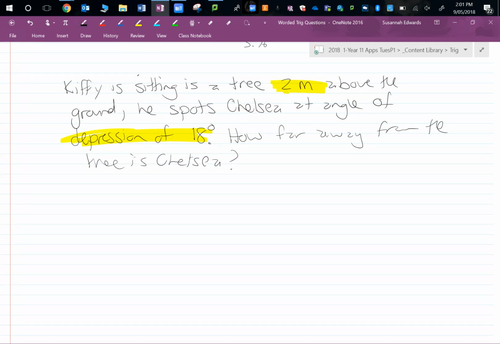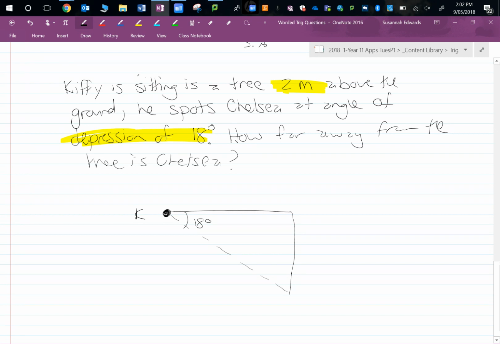So, if we look at this, we draw a dot. Okay, this is where Kippy is in the tree. Do I then say that this angle here is 18? But I've said he's in the tree and it's 18. Good, it's not from a horizontal. As soon as you see angle of depression, you need to go, okay, it is 18 degrees from a horizontal. So our triangle goes this way. So this is 18 degrees.